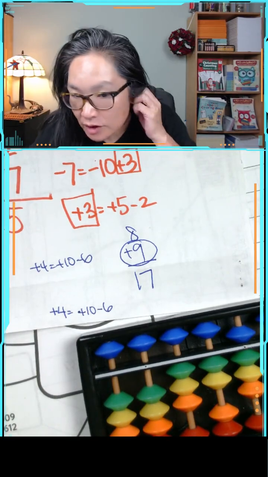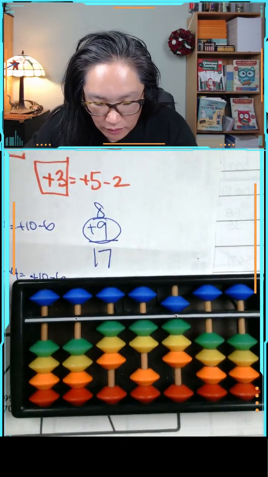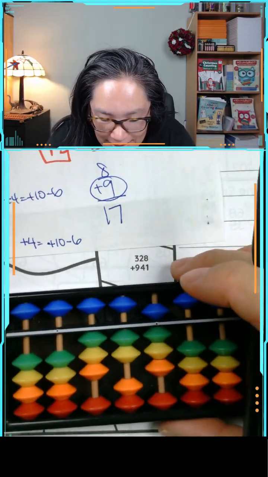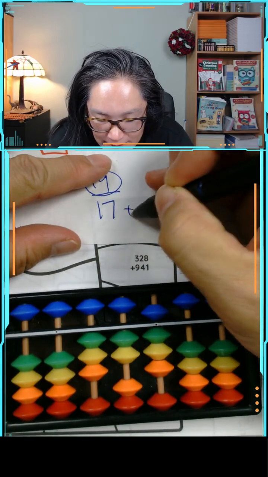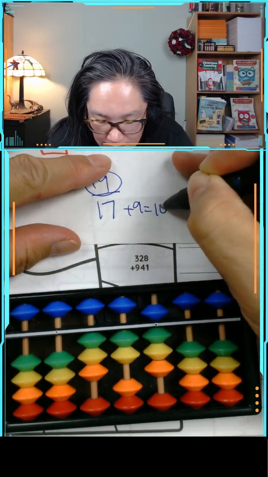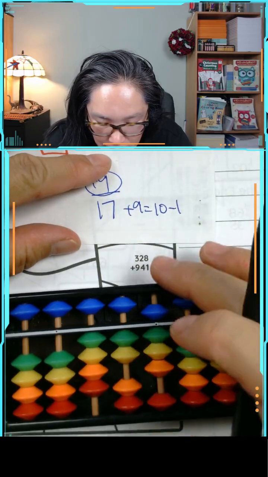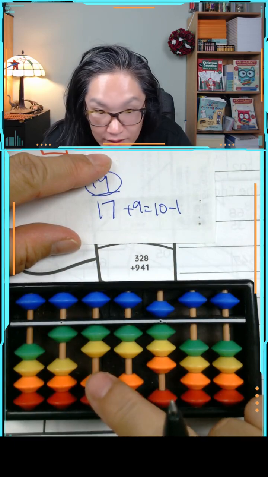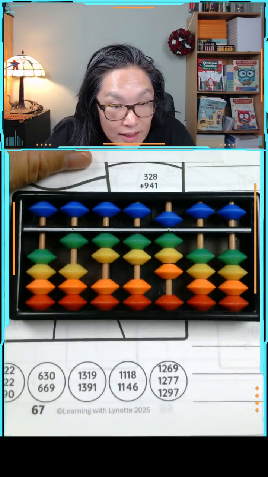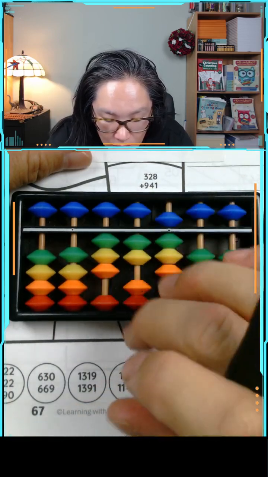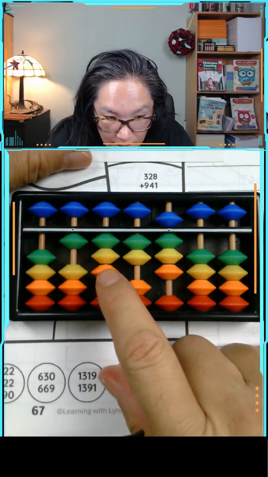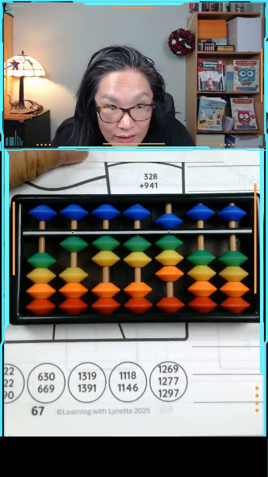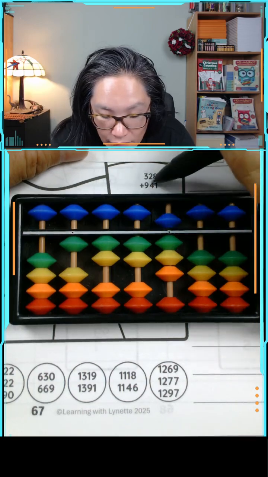Okay. Subtract the 1. Yes, thank you. Right? So, to add the 9, plus the 9 equals plus the 10 minus the 1. Plus the 10 minus the 1. That's what we're doing here. Plus the 10 minus the 1. That's what we're doing. So then we want to add the 4. We're going to add the 4 here.